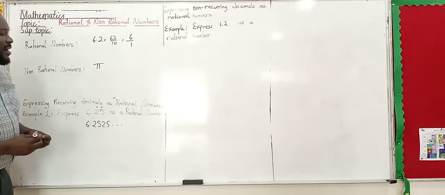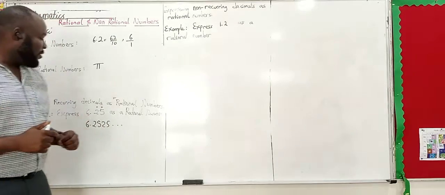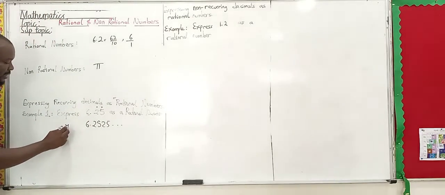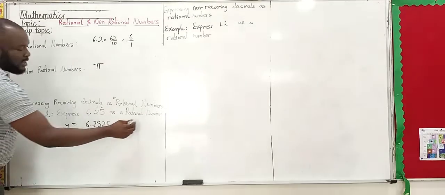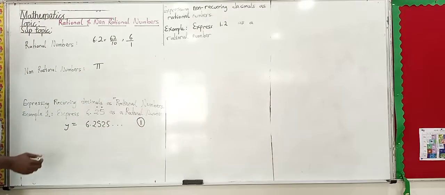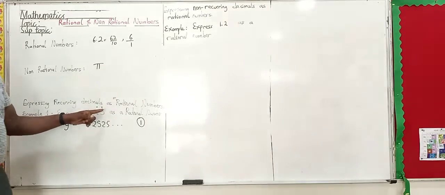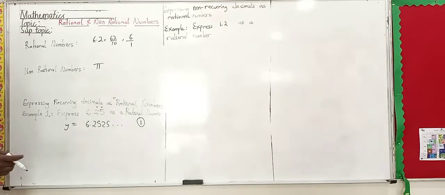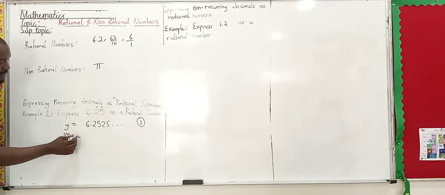Now, to express this number as a rational number, I gave you 4 steps. The first step is to make y equal to this 6.2525, and you call this equation 1. The next step, to check the number of repetitions, we have 2 repetitions, so we'll be multiplying by 100, because 100 has 2 zeros. So 100 times y will give me 100y.